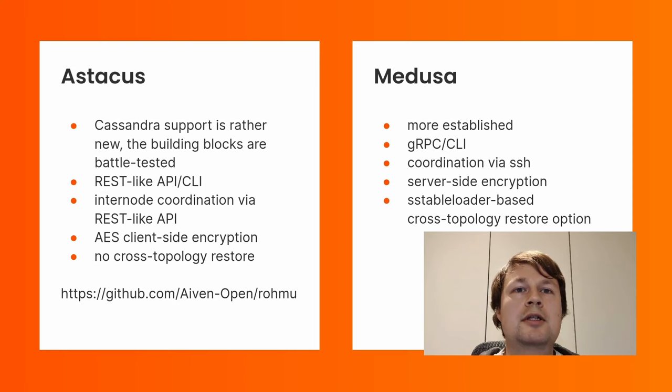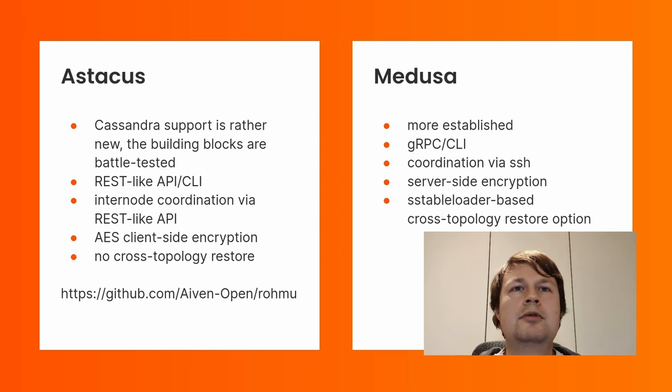Astacus has a configurable option for client-side encryption. While it does consume some extra CPU cycles, it makes us independent from the object storage facilities related to encryption. We can store our customers' data securely on a provider that doesn't provide an option for encryption. Medusa includes an option to enable AWS server-side encryption.